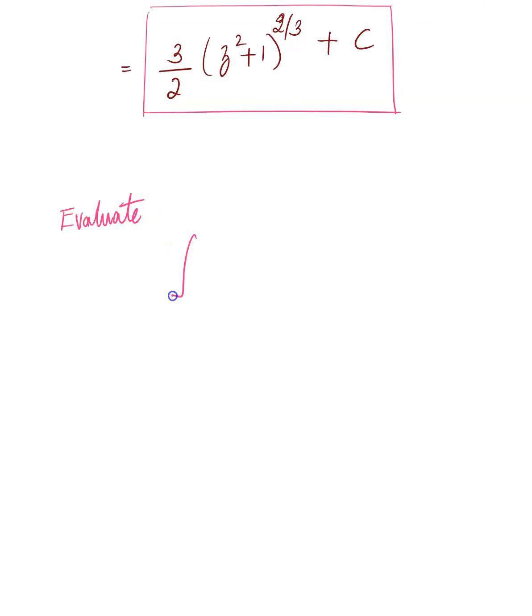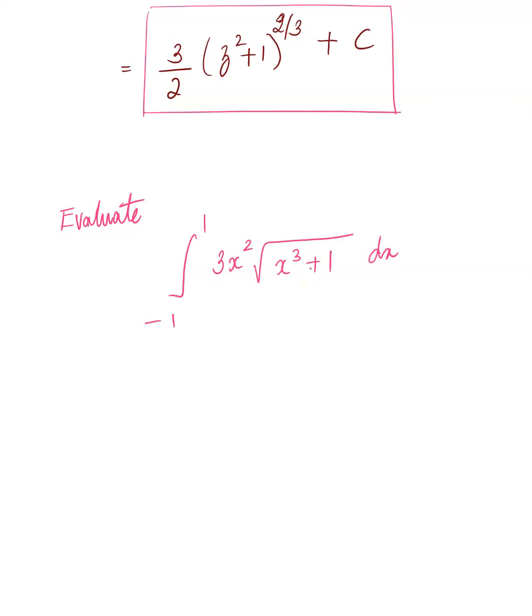Evaluate the integral from negative 1 to 1 of 3x squared times the square root of x cubed plus 1 dx. Okay, we know how to do the substitution. You were already thinking of using x cubed plus 1 as u and using the u substitution. So we know that substitution part.